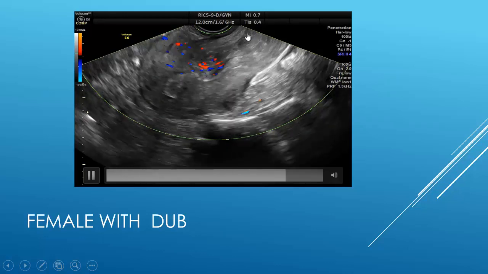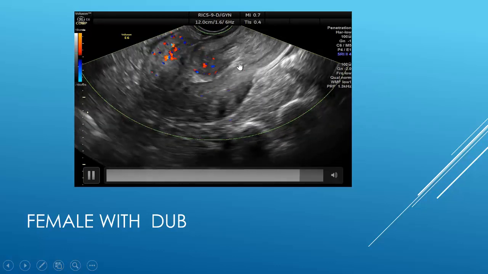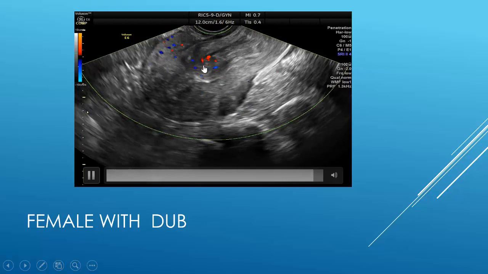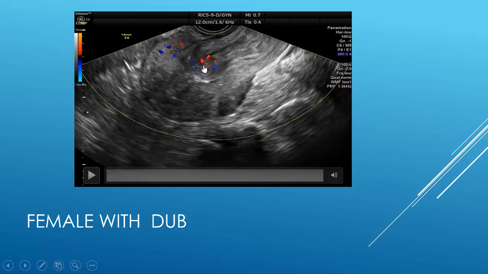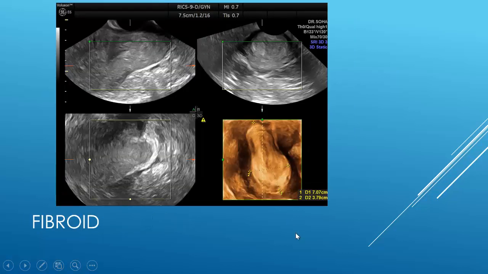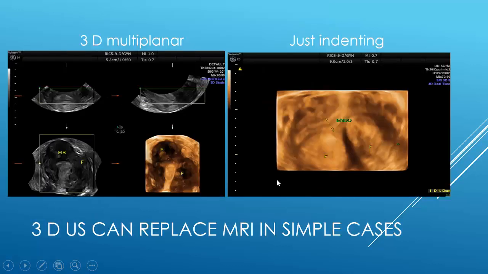And this mass is also protruding through the cervix. So this is an intracavitary mass, but from the ultrasound criteria, it is a fibroid, not a polyp. Here, this is the intracavitary mass protruding outside the cervix, showing the whorly appearance.